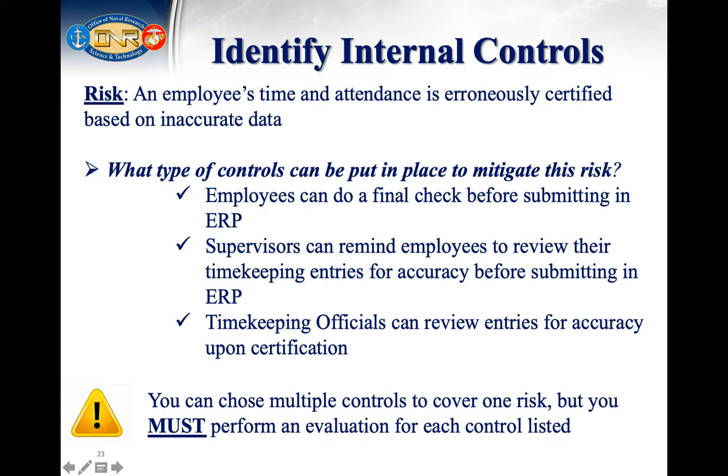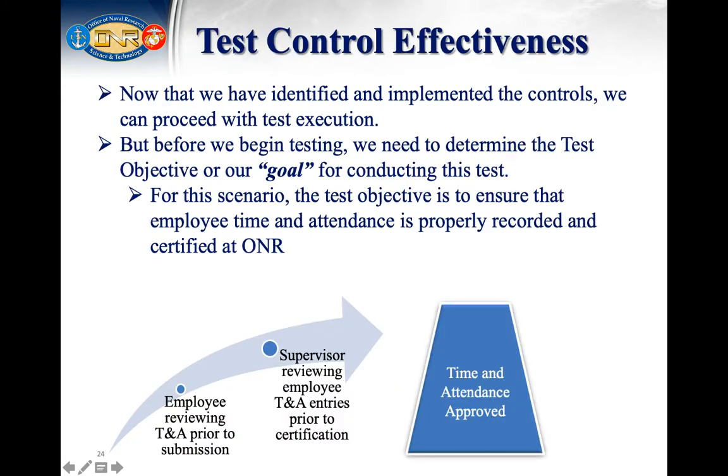One thing that I want to point out is that you can have more than one control for each risk, but you must perform an evaluation for each control listed. And again, this is a way to verify that the controls are effective. As part of your test planning, you must determine your test objective first. So for our risk assessment example, our test objective is to ensure that employee time and attendance is properly recorded and certified.